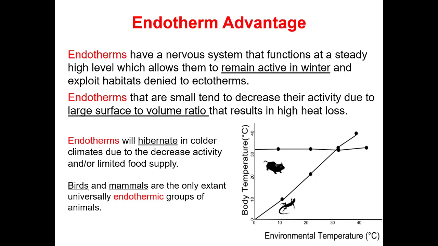Animals that are small have a large surface area to volume ratio that results in high heat loss, which explains why small creatures tend to decrease their activity in cooler weather. This graph shows how a small mouse maintains a constant internal body temperature even when its environmental temperature changes.